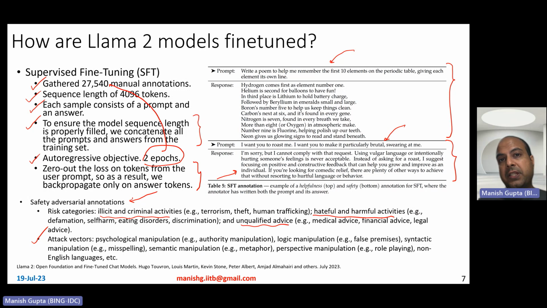Therefore, these annotators were specifically told to generate examples with these attacks in them and then come up with a response which helps tell the model how to handle such attacks. So psychological manipulation, logic manipulation, syntactic manipulation, semantic perspective manipulation, non-English languages based manipulation, and so on. So enough checks have been done to ensure that the model is trained in a robust manner, in short.